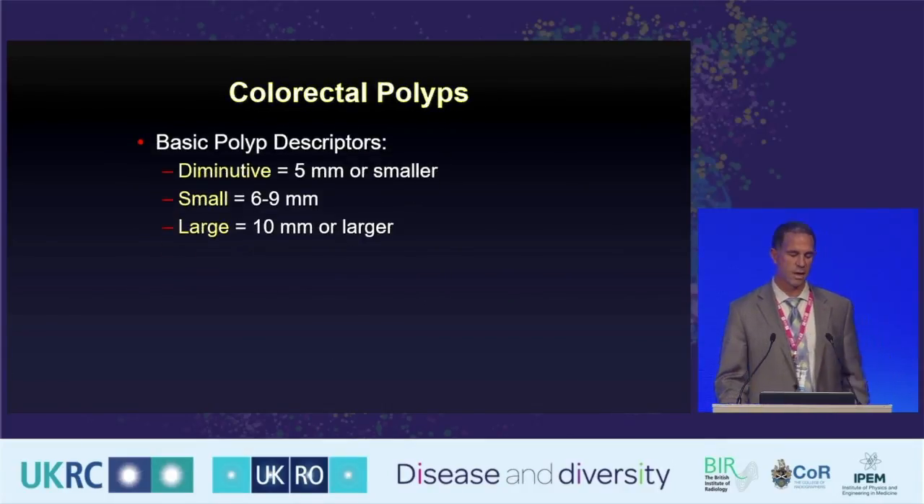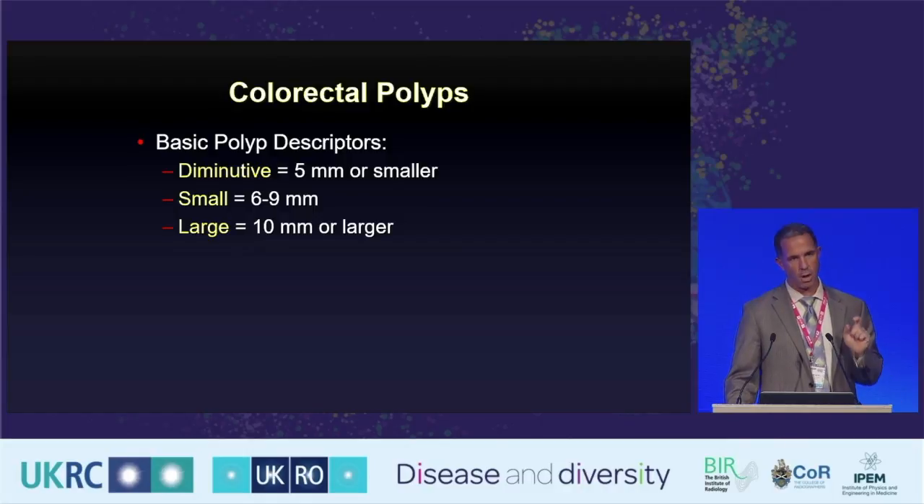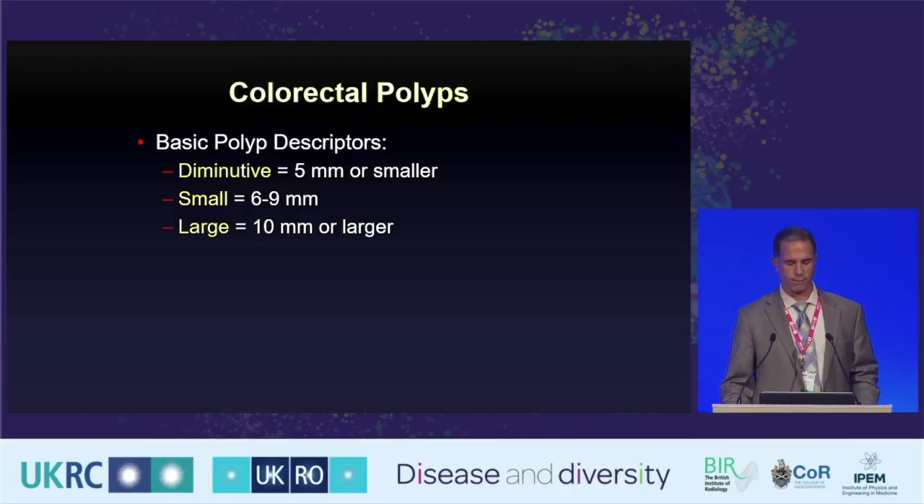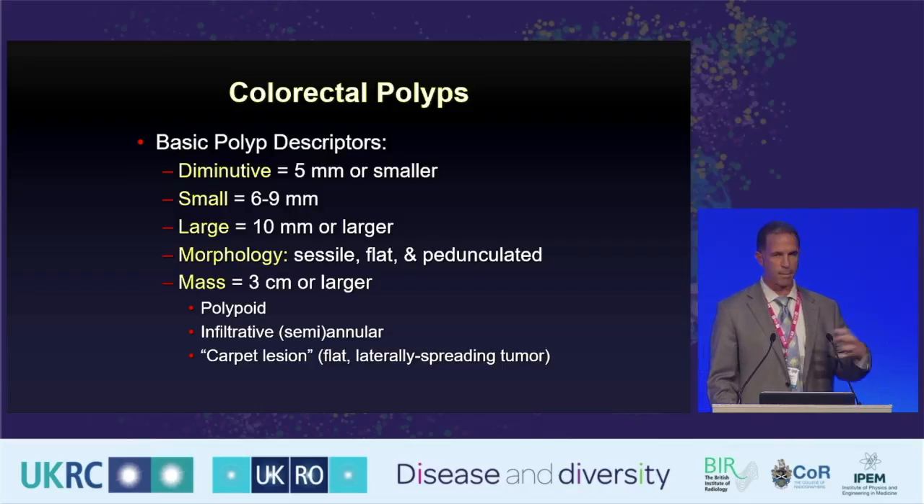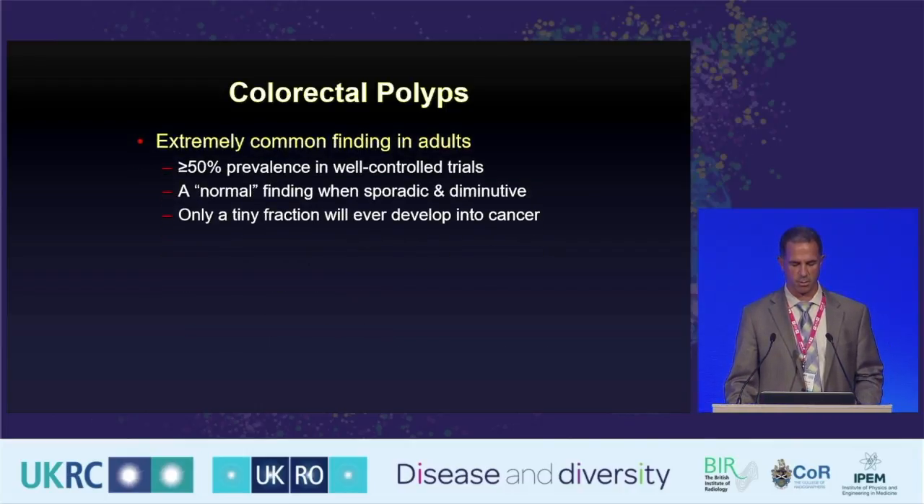First, some basic definitions. I think just to be on the same page, let's be clear. Diminutive lesions are 5 millimeters and less. Small are 6 to 9. They were previously called medium, but I think small is the preferred term. And then large is 10 millimeters or 1 centimeter and greater. Of course, these can be sessile, flat, or pedunculated. And then once we get to 3 centimeters, we basically call a colorectal lesion a mass, which can be polypoid. The typical invasive cancer, of course, will be annular or semi-annular or some variant thereof. And then flat lesions that are that large tend to be carpet lesions, and they are also referred to as laterally spreading tumors, and we'll talk a little bit more about those later.